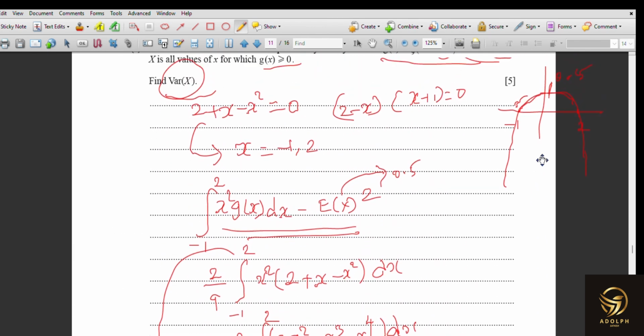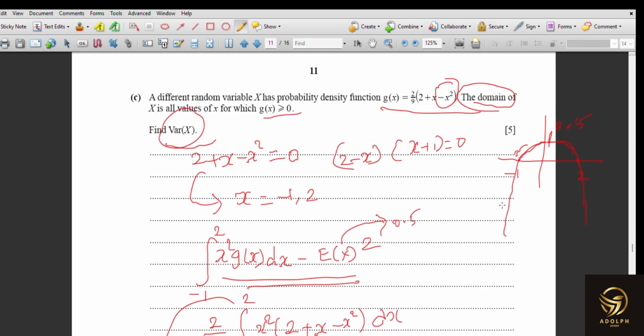And for 5 marks, if you see the normal integration stuff, finding the mean value as E of x, they all will be easy, but you just have to understand this. The domain of x is always all values of x where g of x is greater than or equal to 0. That matters here.